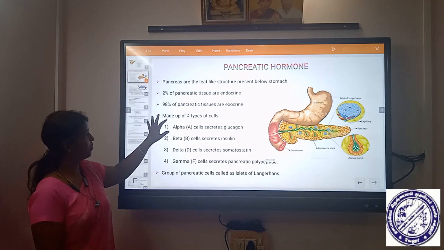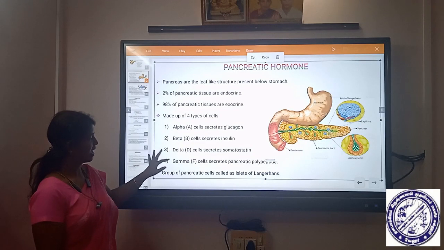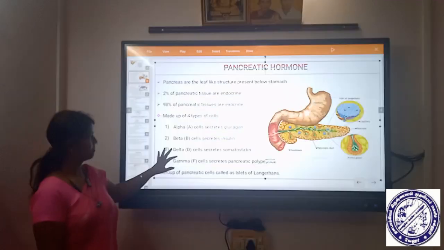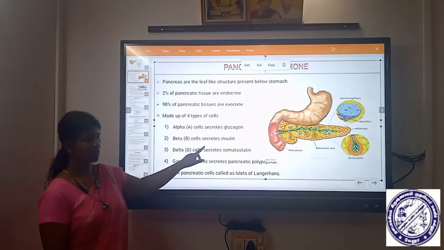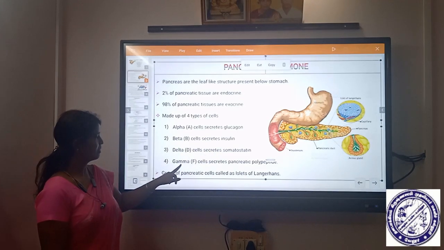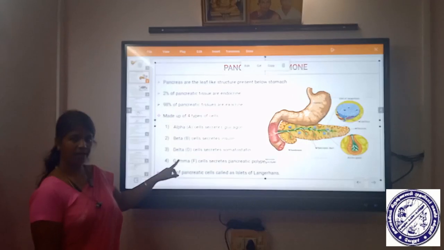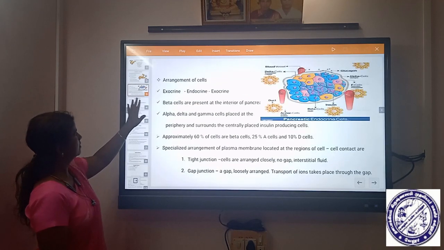It is made up of 4 types of cells: alpha cells, beta cells, delta cells and gamma cells, and these cells are represented as A, B, D and F. A cells secrete glucagon, B cells secrete insulin, delta cells secrete somatostatin, and gamma cells secrete pancreatic polypeptide. The group of pancreatic cells is called the islets of Langerhans.